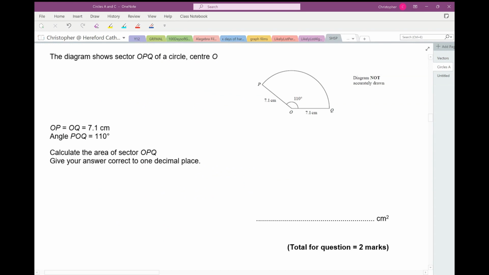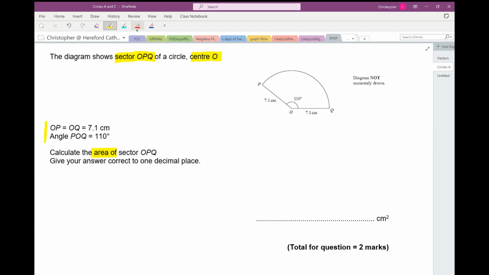Right, in this question I've got a sector of a circle. Okay, and the centre of the circle is at O. Right, I've got some measurements which are given to me here, and they're marked on the diagram, and I need to calculate the area of this sector.